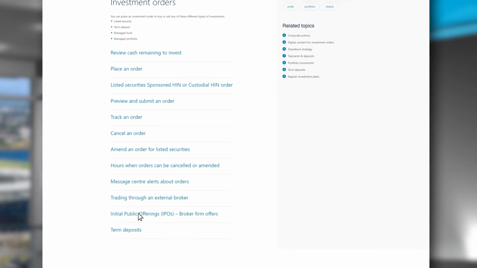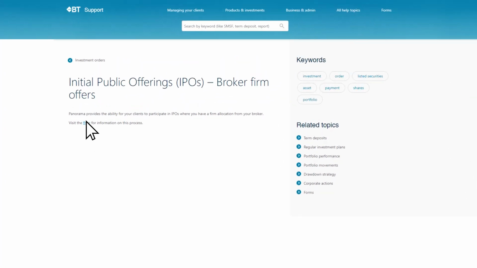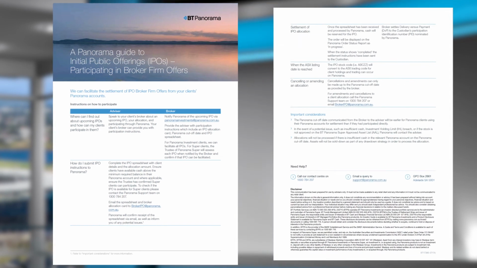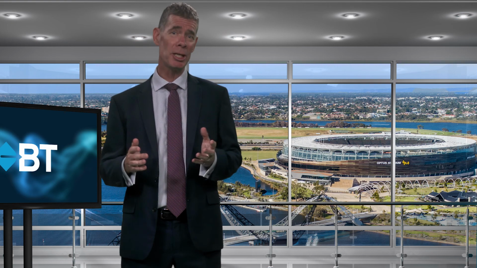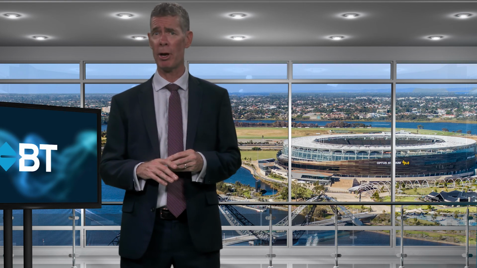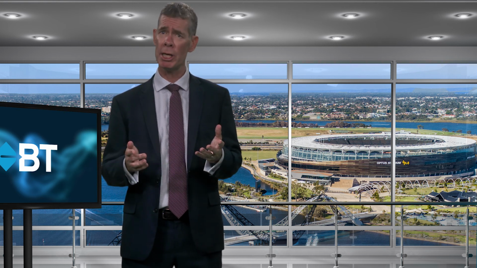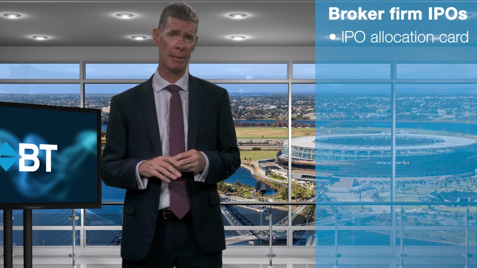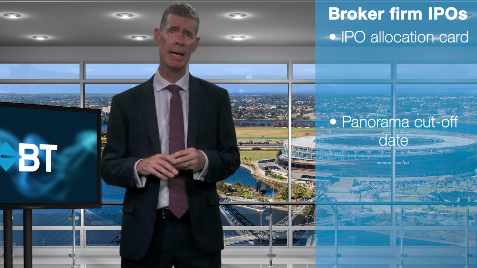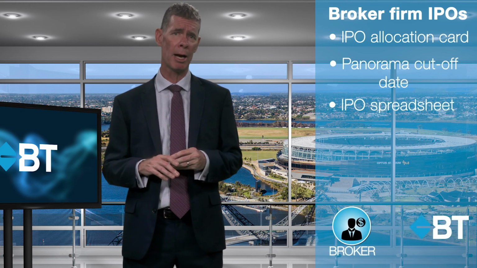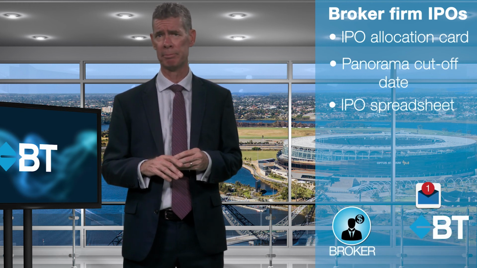Download from Help and Support our advisor guide for broker firm IPO participation, which outlines the steps you and the broker should follow. You'll initially speak with the broker about the relevant IPO, and they'll provide you with participation instructions, which includes an IPO allocation card, Panorama cut-off date, and IPO spreadsheet. The broker will also email Panorama about the upcoming IPO.